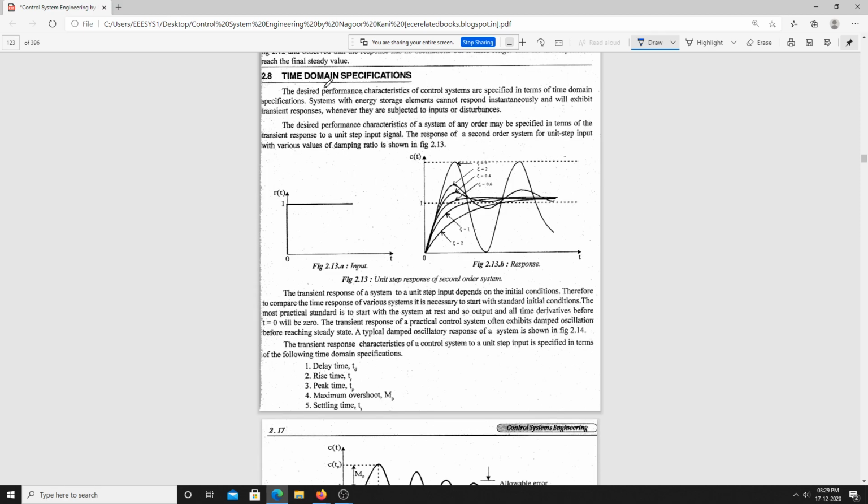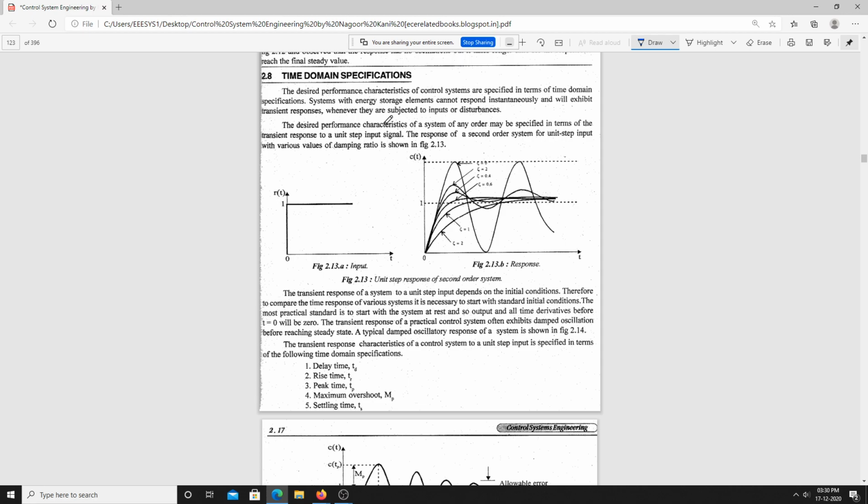Now we'll start our discussion on the time domain specifications. What is the main use of these time domain specifications? The desired performance characteristics of a control system are specified in terms of time domain specifications. Whatever physical systems we have, particularly the electrical system, consist of energy storage elements. These energy storage elements can't respond instantaneously, and they exhibit transient responses whenever they are subjected to inputs or some kind of disturbances.